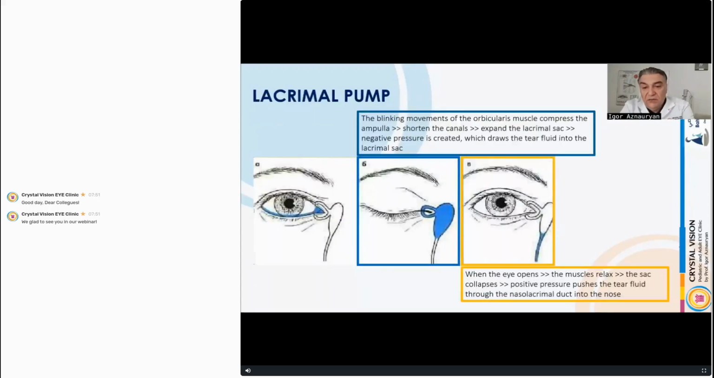Well, we've already talked about the tear pump, and we can repeat it once more. Through the puncta and the upper and lower lacrimal canals, with the help of a capillary suction mechanism, the blinking movements of the orbicularis muscle compress the ampulla, shorten the canals, and expand the lacrimal sac, creating negative pressure that draws in the tear fluid. Then the eye opens, the muscle relaxes, the sac falls, creating positive pressure. These are all factors that push the tear fluid through the lacrimal canals into the nose.